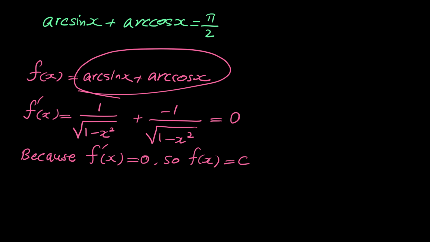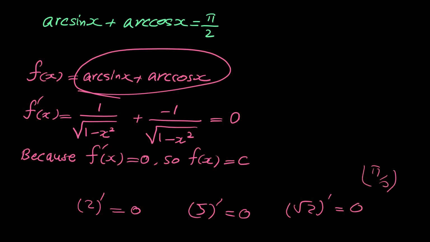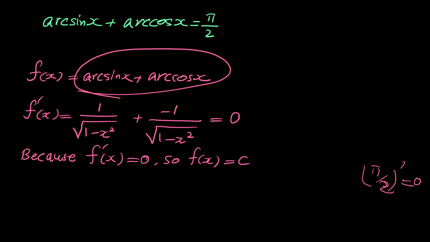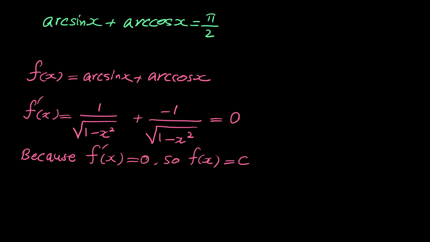We know this. If you remember derivative rules, the derivative of a number like 2 is 0. The derivative of a number like 5 is 0. The derivative of radical 2 is 0. The derivative of pi over 2 is 0. The derivative of any constant is 0. But the derivative of any other function is not 0. Here we took the derivative of the function f of x, and the derivative is 0.